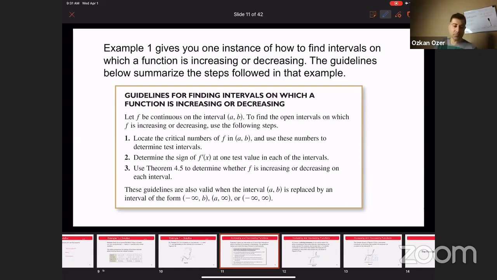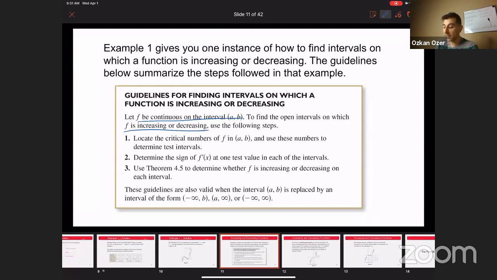So let's say you're going through a homework problem. What guidelines should you follow? Okay, first thing is obviously check if f is continuous on the interval AB. And this could be -infinity and infinity as well, depending on what function is provided to you and what interval is provided to you.